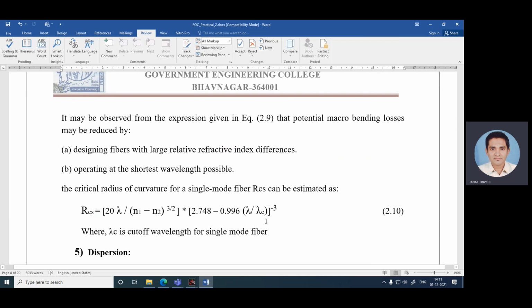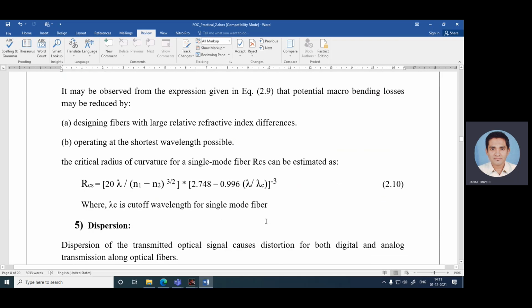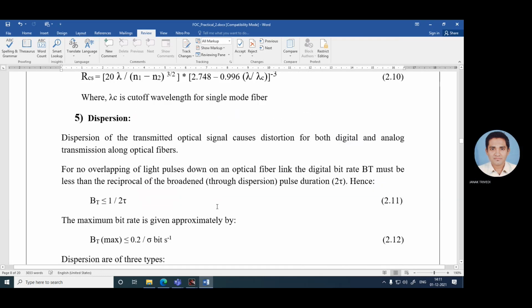The critical radius of curvature for a single mode fiber can be estimated by equation 2.10: r_cs = 20 λ / (n1 - n2)^(3/2) × (2.748 - 0.996 λ/λ_c)^-3, where λ_c is the cutoff wavelength for the single mode fiber. Then fifth is dispersion.